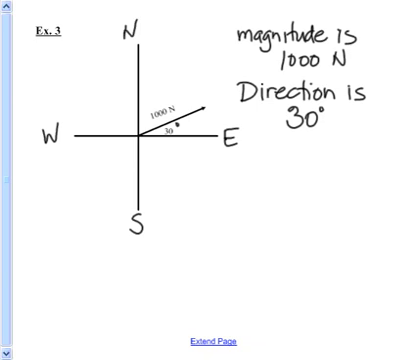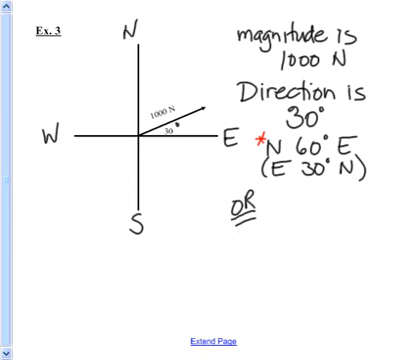We would say that that direction is north, 60 degrees, east, which means head north, turn 60 degrees towards the east. You can write that direction as east, 30 degrees north, but we tend to start with the north or south and finish with east or west. You can also write that direction as a bearing. Bearing always starts from north. So if we're headed north and our vector is here, that would be a bearing of 60 degrees.